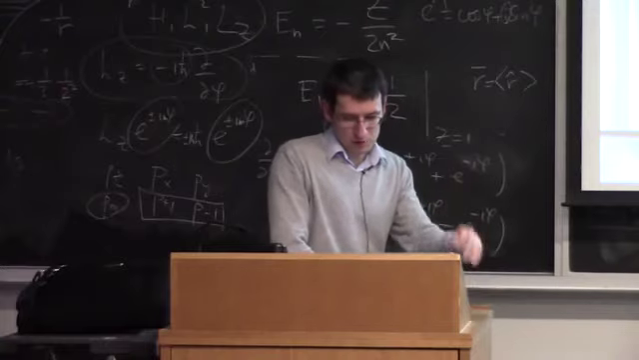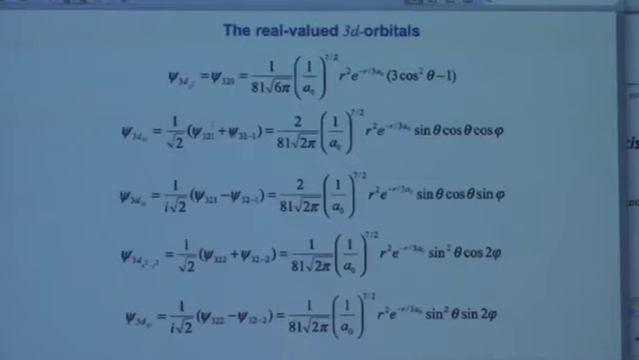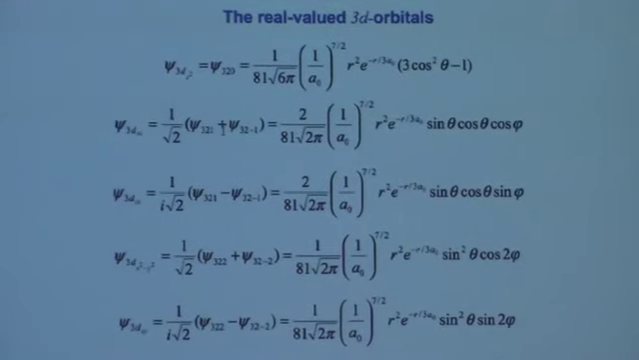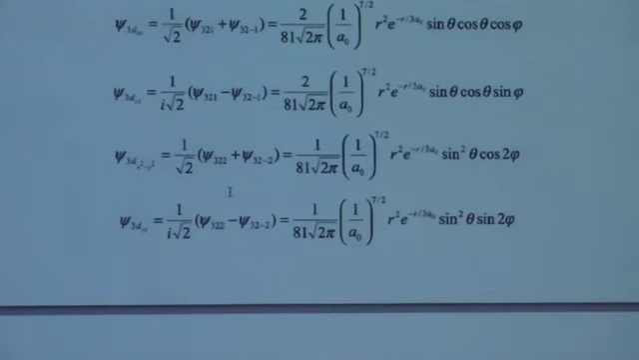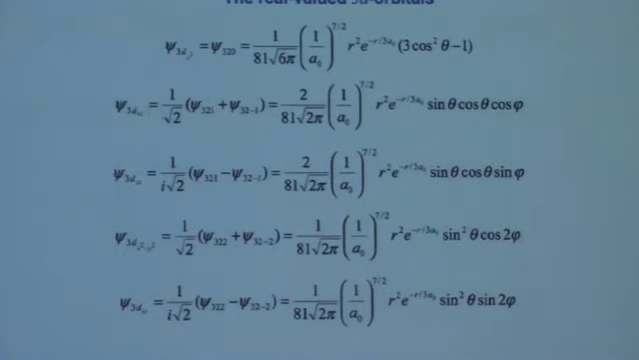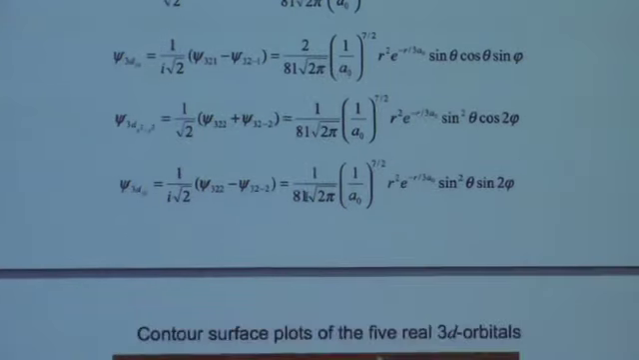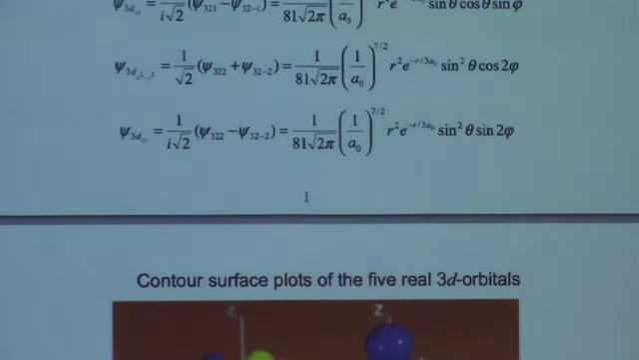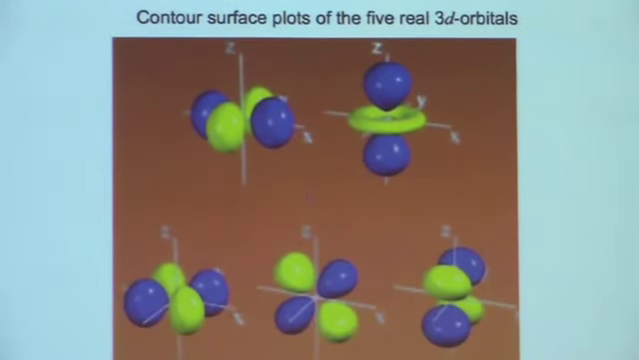Real valued 3D, it's the same idea. You just add together the functions with plus and minus m in order to get rid of the exponents. And that's the procedure. That's how you build these dxz, dyz, x squared minus y squared, and so on and so forth. Right. These are the orbitals.